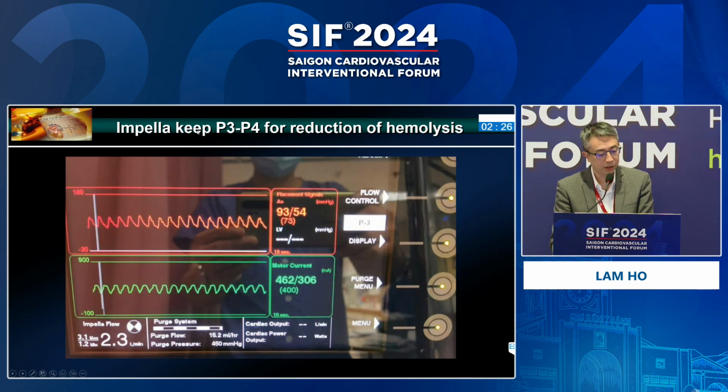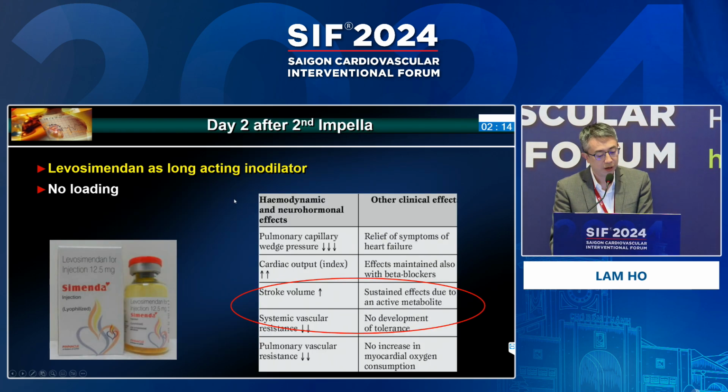Remember, you keep the impeller in P3 to P4 only, otherwise you have hemolysis. With a patient with severe MR, or moderate MR, very likely you will have hemolysis. So you have to keep P3, P4. And on day 2 after the impeller, we give levosimendan, which is a long-acting inodilator. It also causes a decrease in systemic vascular resistance, but an increase in inotropic effect. So in tips and tricks: no loading, just give it as an infusion.